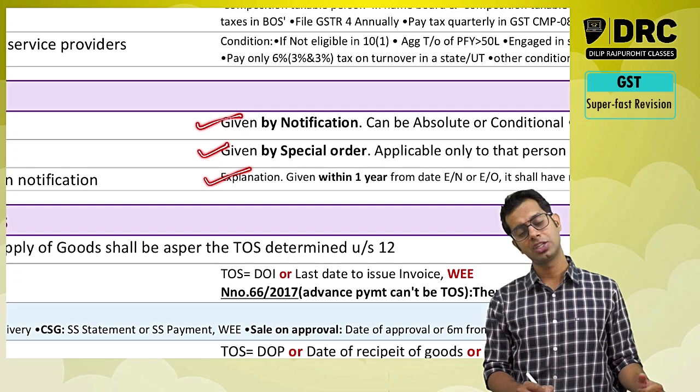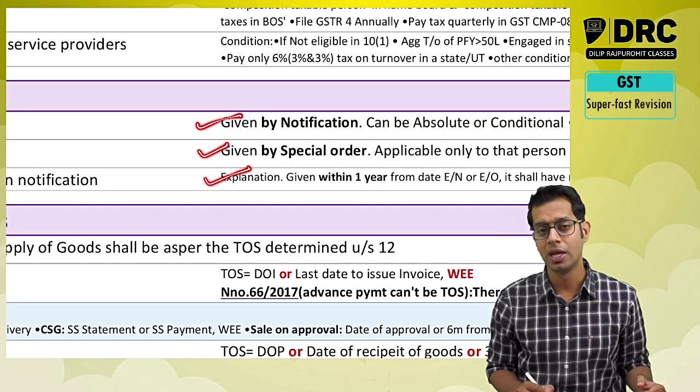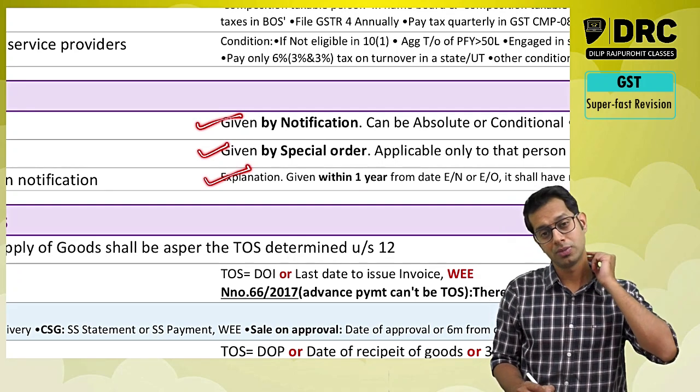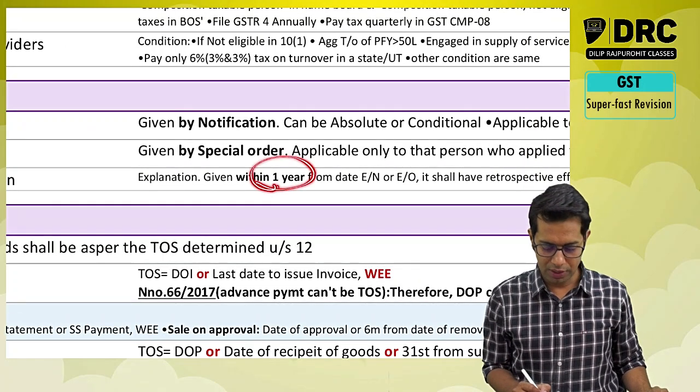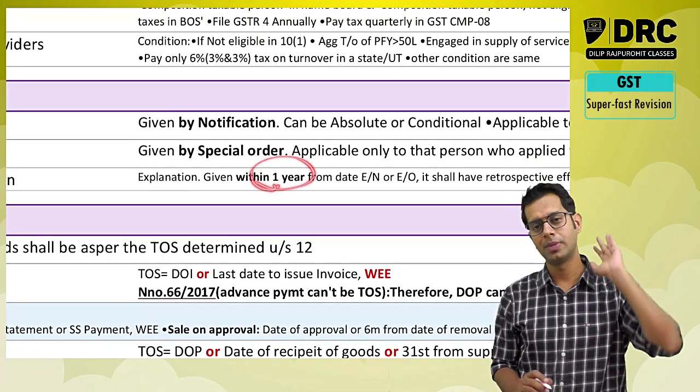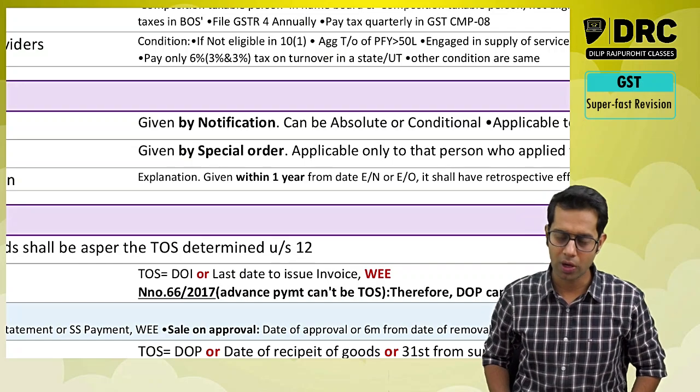Section 11 subsection 3 says if any explanation is given within 1 year from the date of the exemption notification, then that explanation will be deemed to have been included right from the date when the exemption notification or the exemption order was issued.